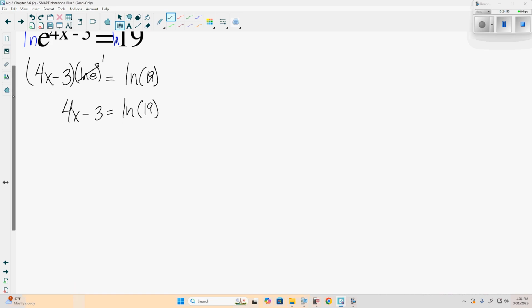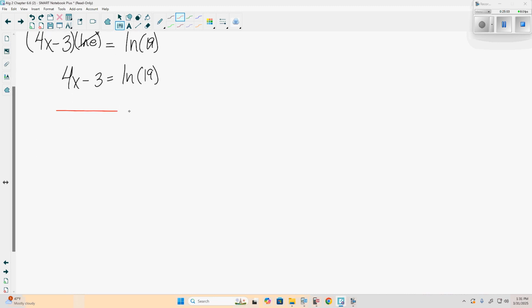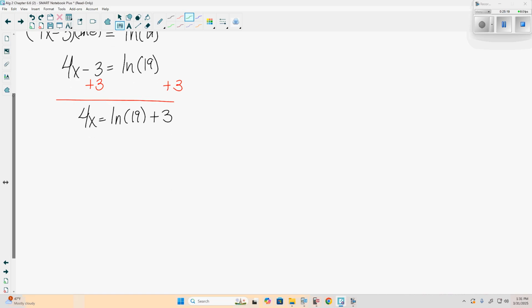Let's focus. 4x minus 3 times 1 is 4x minus 3. Now we just need to solve for the value of x. So the first thing we can do is add 3 to both sides, telling us 4x is equal to the natural log of 19 plus 3. And last but not least, divide both sides by 4, telling us x is equal to the natural log of 19 plus 3 divided by 4.